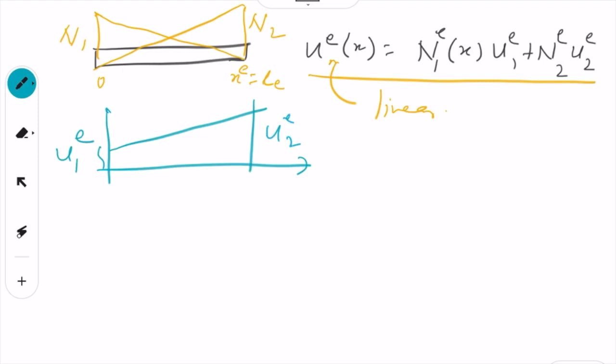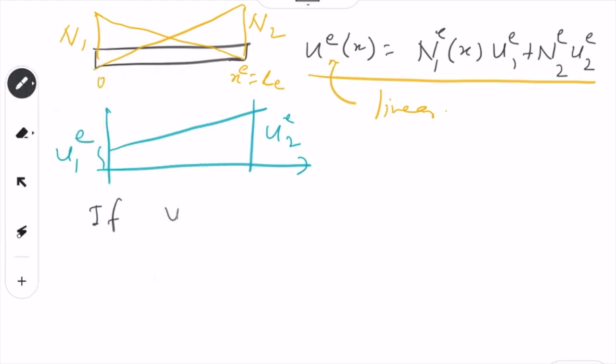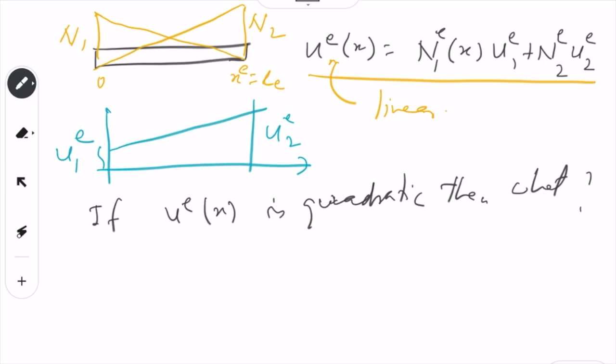Now, the question is, suppose you want to have an interpolation function not linear but quadratic. So if u^e(x) is quadratic, then what? And why do you want to make it quadratic? Because it improves your accuracy basically. As you know, the actual solution in the example problem we have been working on is quadratic, and hence if we take the trial function as a quadratic one, it will exactly solve the problem. So, why not?